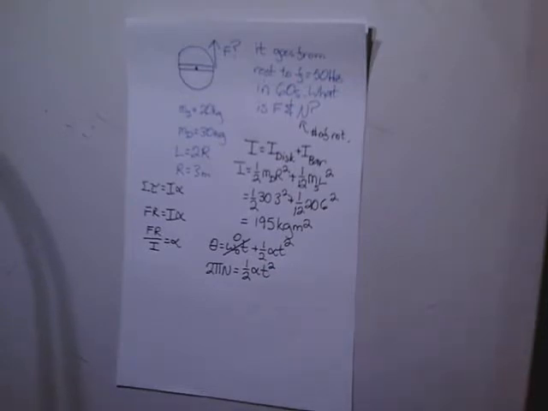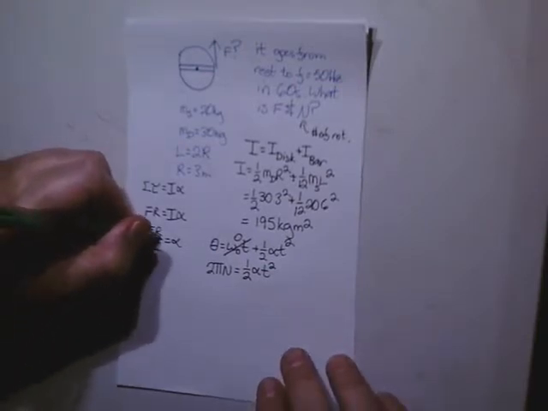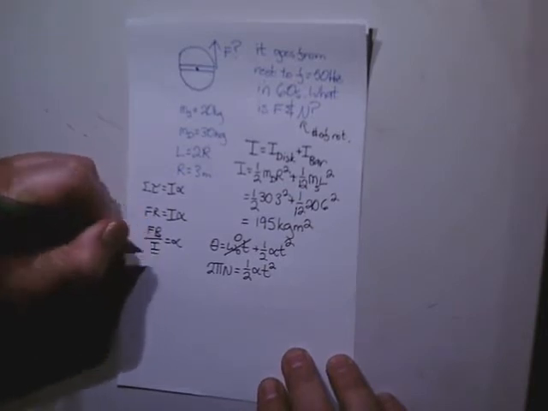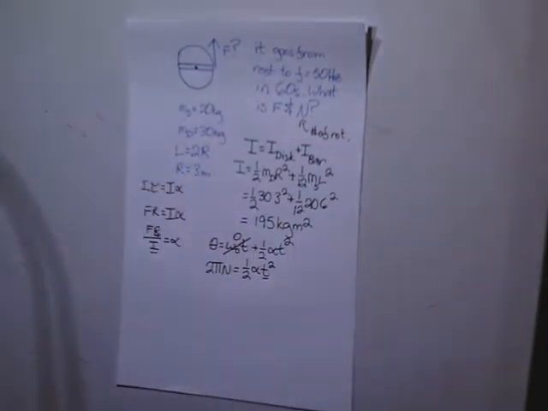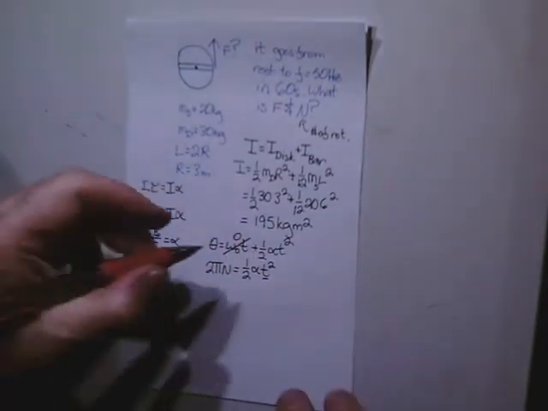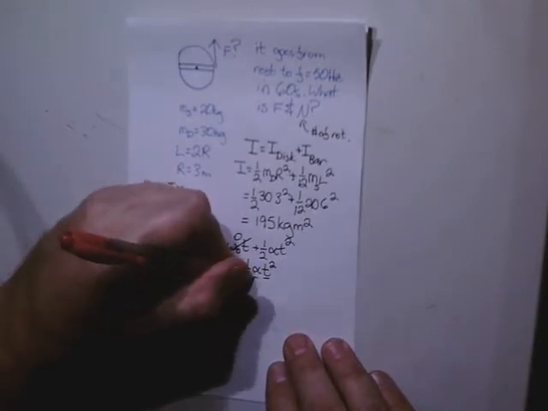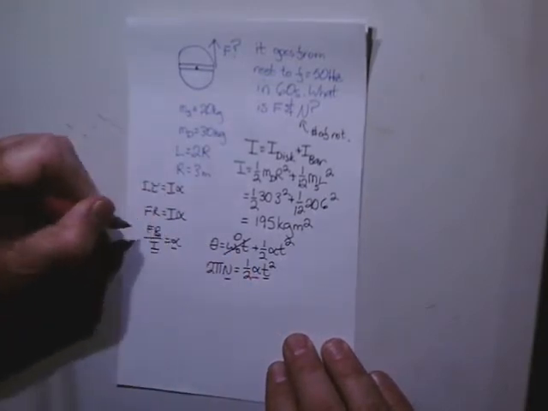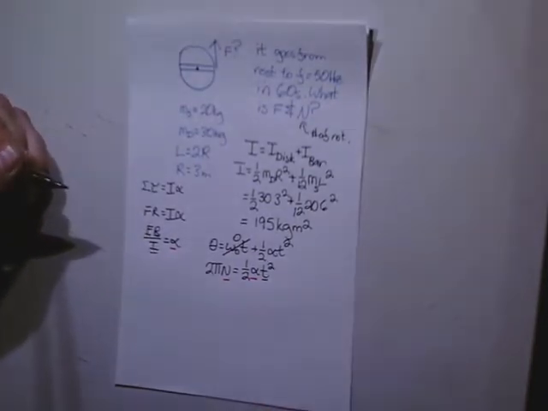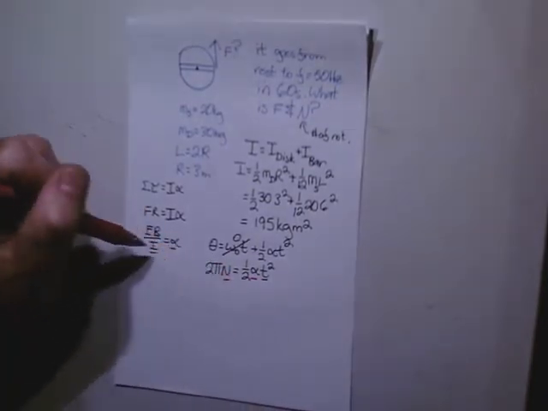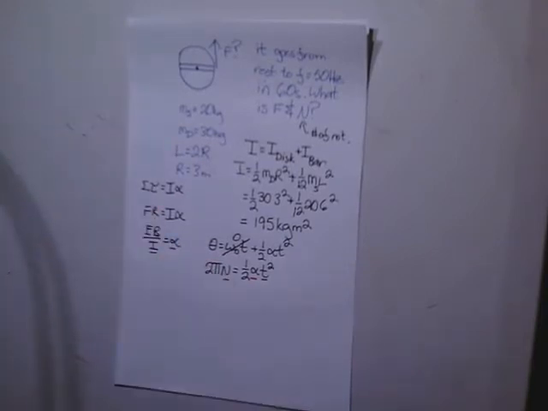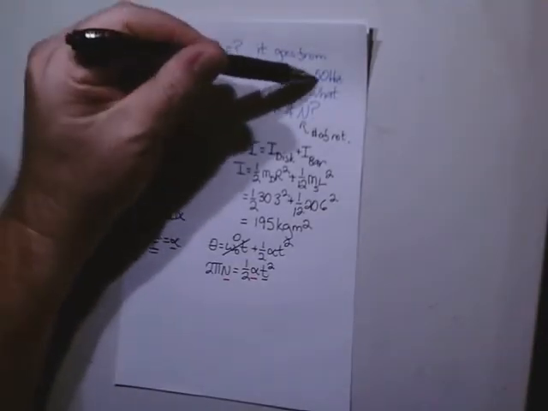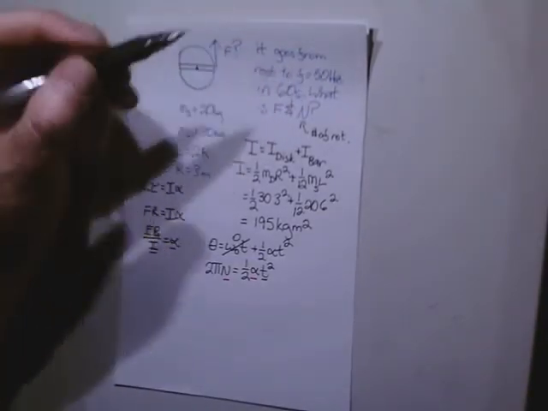In this particular case, I like to do a status check with what I know and don't know. I know R, I know I, T, and that's it. I don't know N, I don't know alpha, and I don't know F. Well, goodness, we're just doomed. So we got two equations, each with an array of unknowns. But I gave you something else. I said that it goes from rest to a frequency of 50 hertz in 60 seconds.